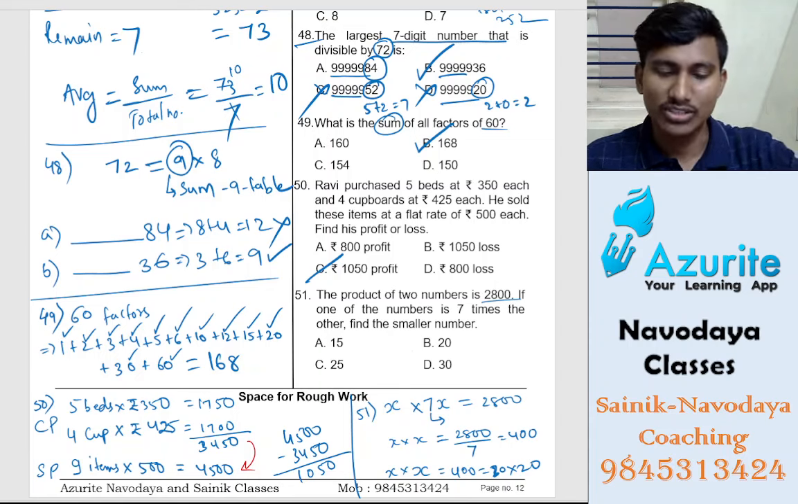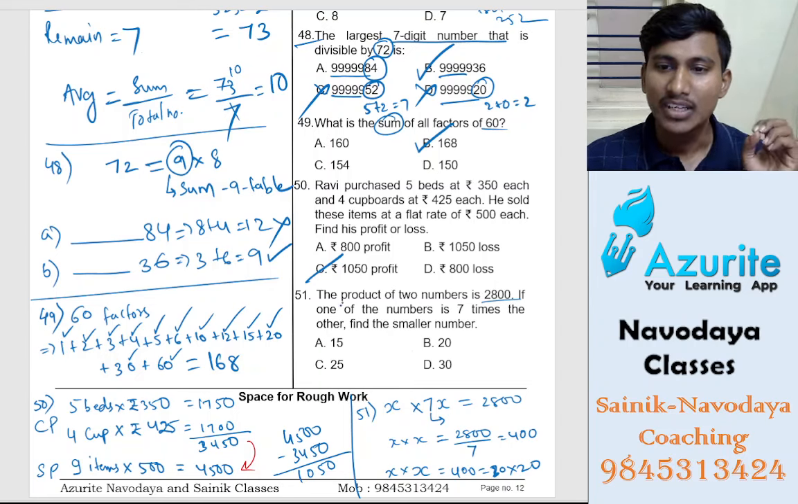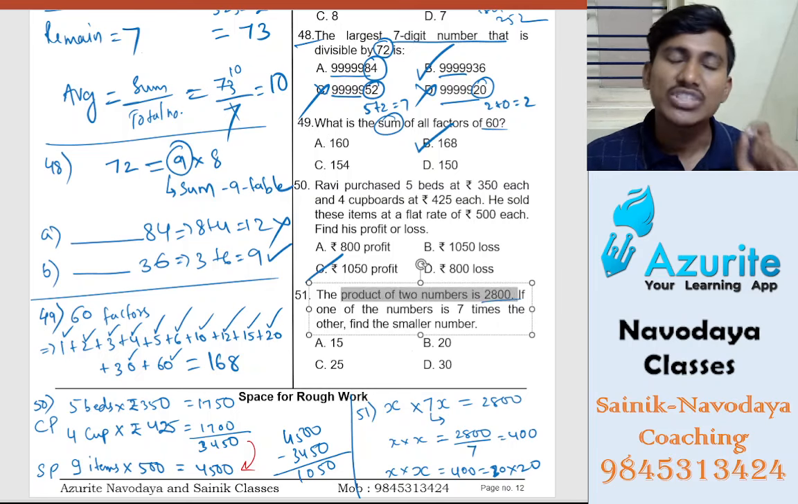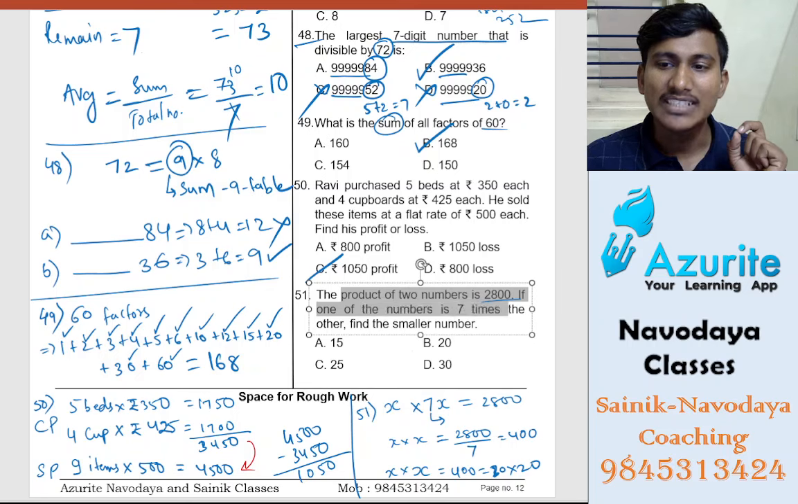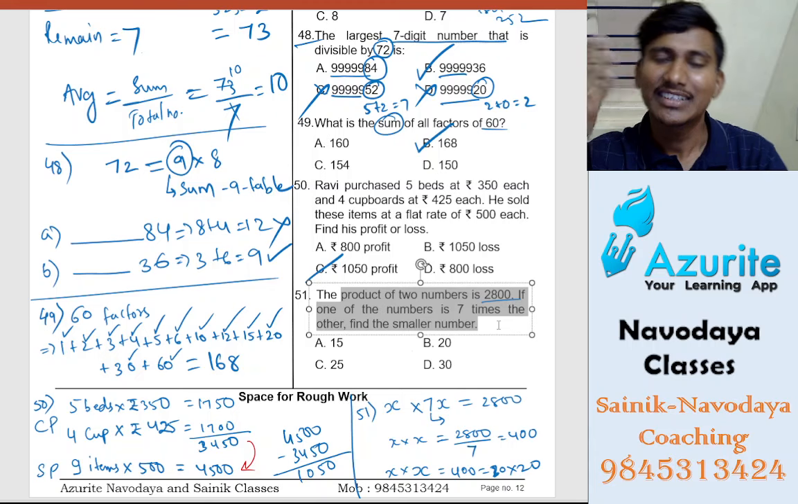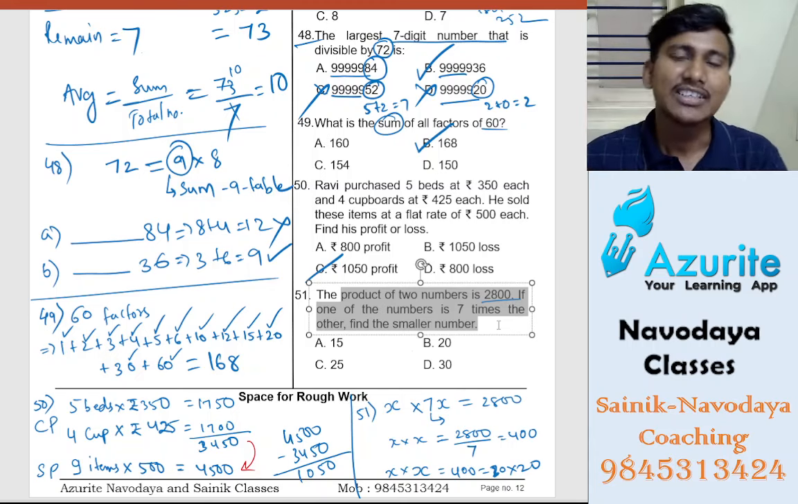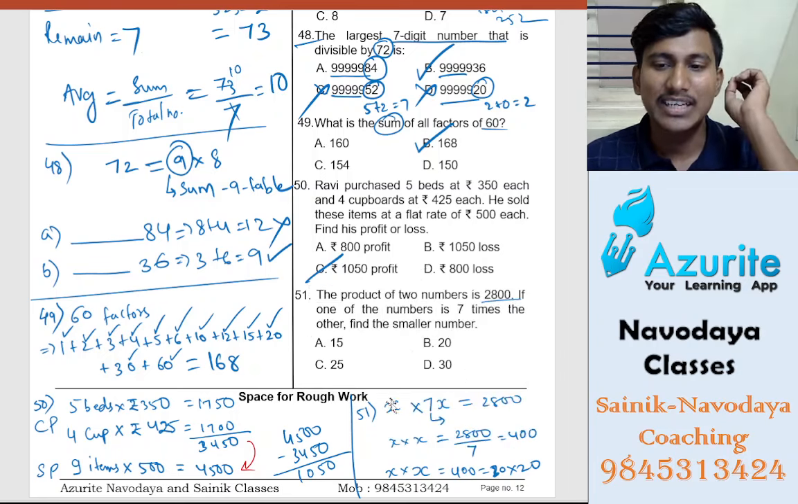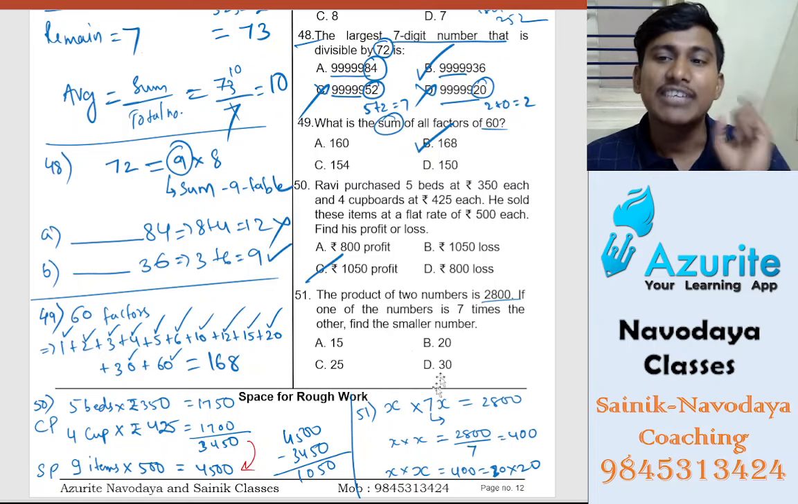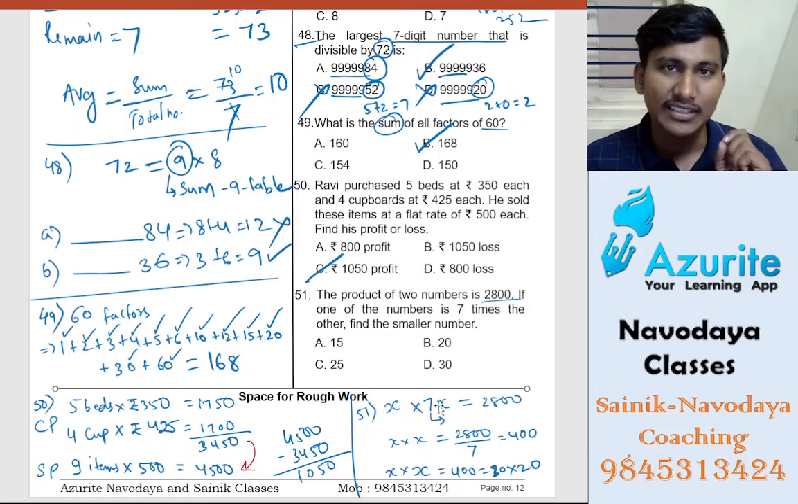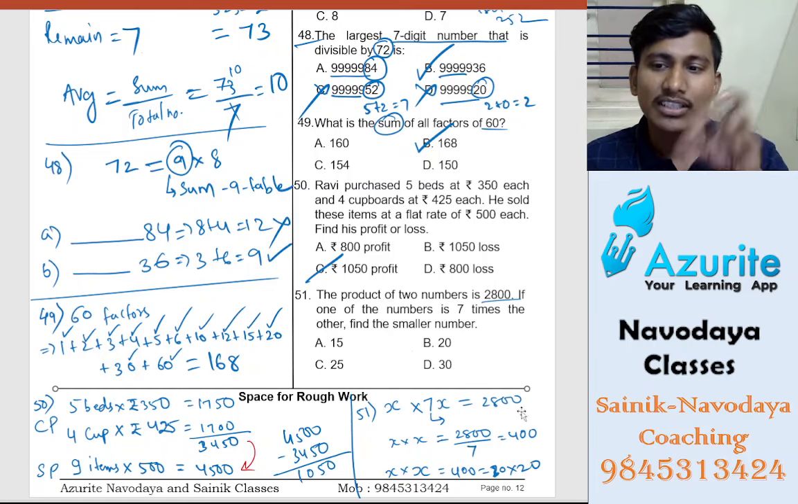If you see the next question, students, what is the question here? They are telling that the product of two numbers is 2800. If one of the numbers is 7 times the other, find the smaller number. You can do it in two ways. You can go with options, or you can do it with this method. If you take one number as x, the other number is 7 times, that is 7x. If you multiply these two numbers, it should be 2800.